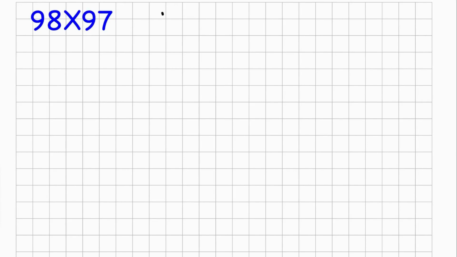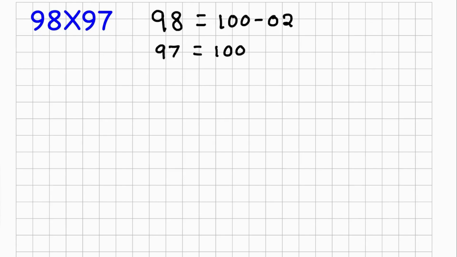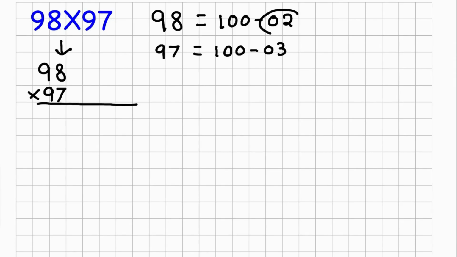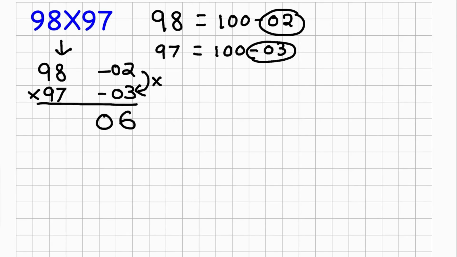98 times 97. 98 equals 100 base minus 02. And 97 equals 100 minus 03. Now we write the question like this. Now we write this minus 02 over here, and this minus 03 over here. Now, multiply minus 02 and minus 03 to get 06.